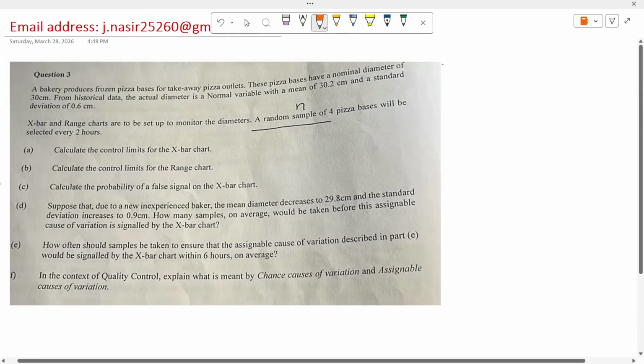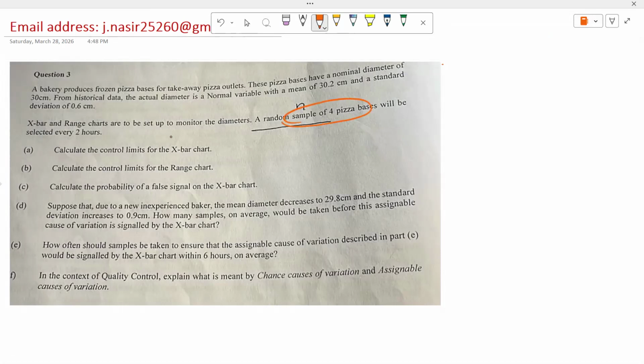So my n is 4. And how often am I taking my sample? I'm taking my sample every 2 hours. So calculate the control limits for the X bar chart.